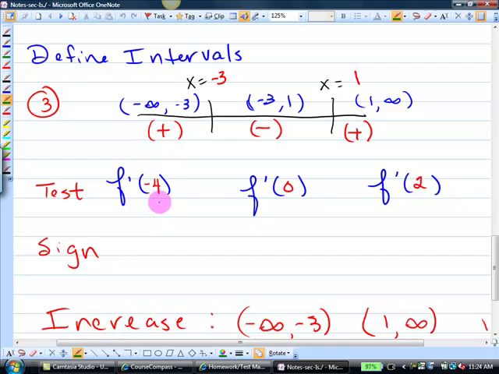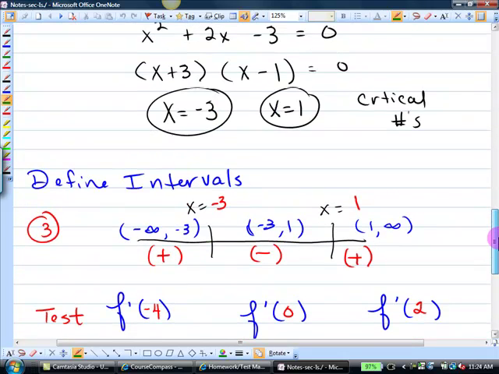Because where do I plug that in? I don't plug it in the original. I plug it in the derivative. So when you plug that in, what I'm interested in, do I get a positive number or a negative number? I get positive, and you could test that.